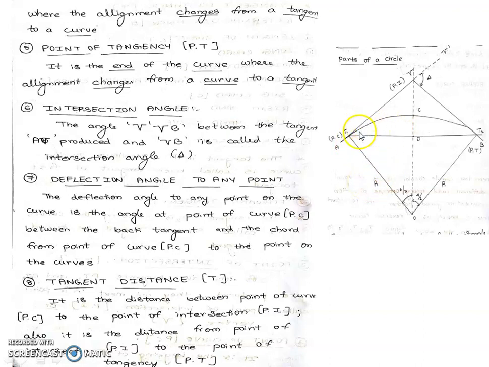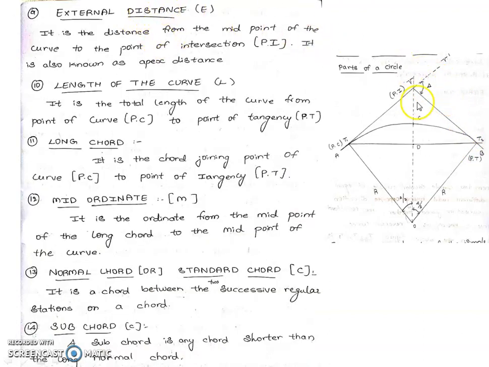Tangent distance is the distance from point of curve to point of intersection. This is called tangent distance. Even from point of intersection to PT, point of intersection to point of tangency, this distance is also called tangent distance. Next, external distance, this one from V to C. This is also called apex distance. It is the distance from the midpoint of the curve to the point of intersection. This distance is called external distance or apex distance.